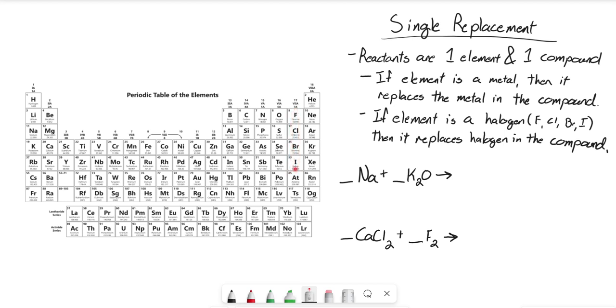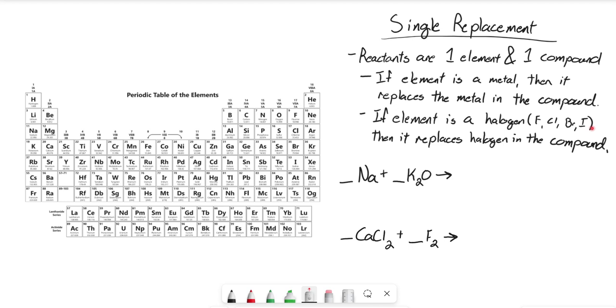If the element is a metal, then what it's going to do is kick the metal or replace the metal in the compound. It's going to take the metal in the compound and kick it out. In other words, the positive ions or the metals are going to trade places. Now, if the element is a halogen, again, particularly these four, then it can replace the halogen that's in the compound. Or in other words, the negative ions trade places with each other, or the negative ions get replaced.